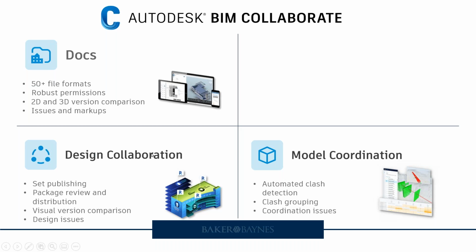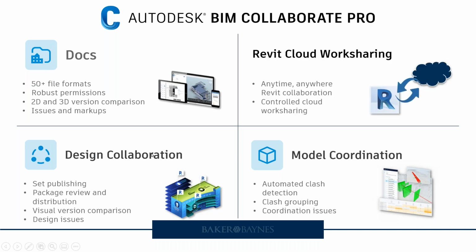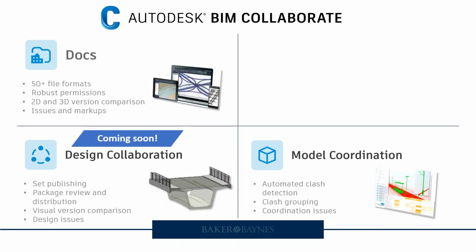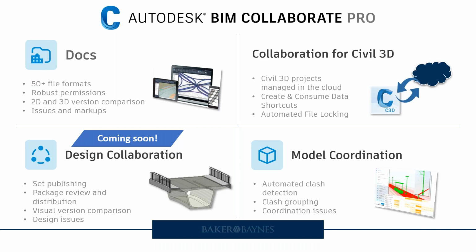Now, if we look at BIM Collaborate Pro, what is then added on top of that is Revit Cloud Work Sharing. So instead of your central model sitting on your server, your central model sits on the cloud and people can do Revit Cloud Work Sharing anywhere. Very similar if you're more on the civil side and you joined us today. Again, everything from a document management point of view. For the civil side of things, the design collaboration is coming soon, but model coordination is there. Do your clash detection, group your clashes, coordinate those issues between the different consultants.